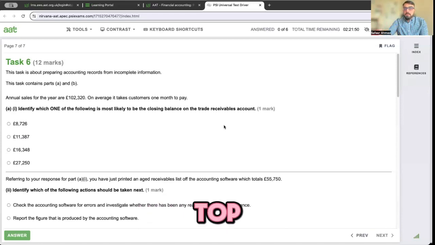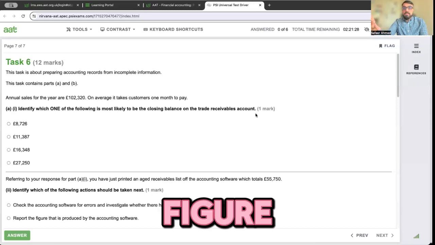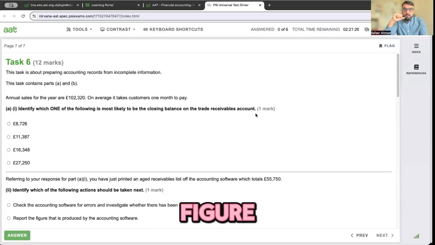Right at the top of the task, they always tell you what the task is about. So as you can see, identify which one of the following is most likely to be the closing balance on the trade receivable account. In the majority of questions, they don't use the words most likely. But when they do, it means it's not going to be the exact figure, but the nearest figure.